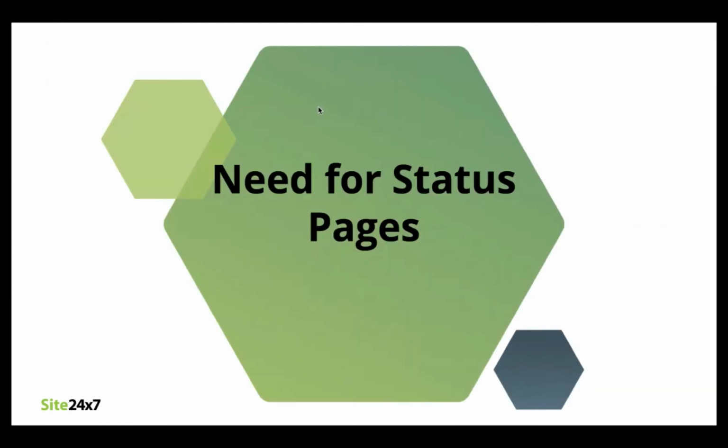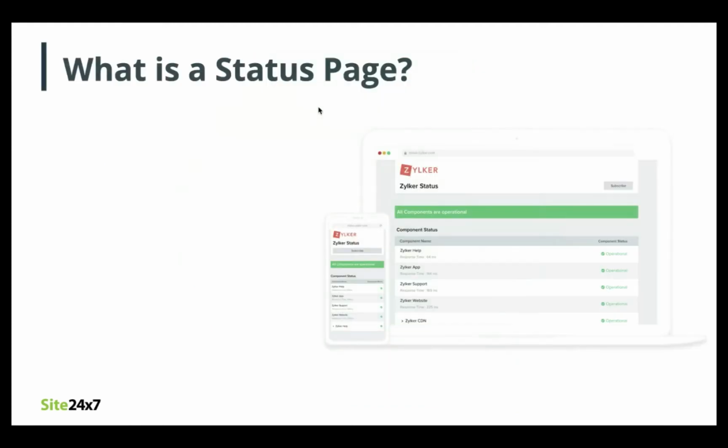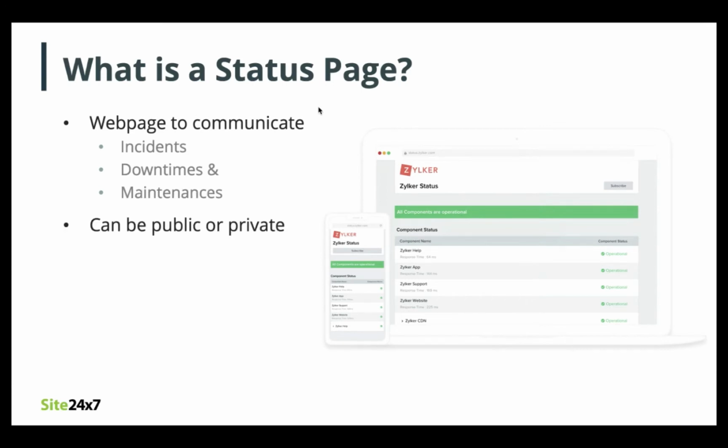Let's start the main crux of the webinar by taking a look into the need for status page in today's businesses. So first off, what exactly is a status page? To put it simply, status pages are web pages that enable you to communicate incidents, schedule maintenances and downtimes with your customers, and also with your own team members. These status pages can either be public or private in nature. Public status pages help in building customer trust by showcasing the reliability of a platform in real time, while private status pages help in communicating downtimes and incidents with your internal teams.